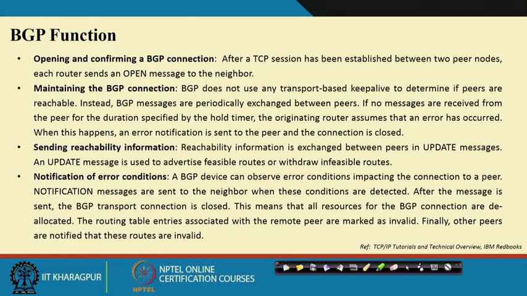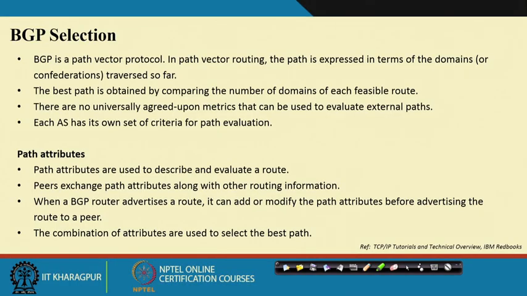The routing table entries associated with the remote peer are marked invalid. Finally, other peers are notified. So, once we see that the connection with one BGP router or peer device is lost, this is notified and the connection is closed, all resources are released, and now it has a new update. So, it has to find a new path, and that particular path is marked as invalid and advertised to the other peers. So, that is important.